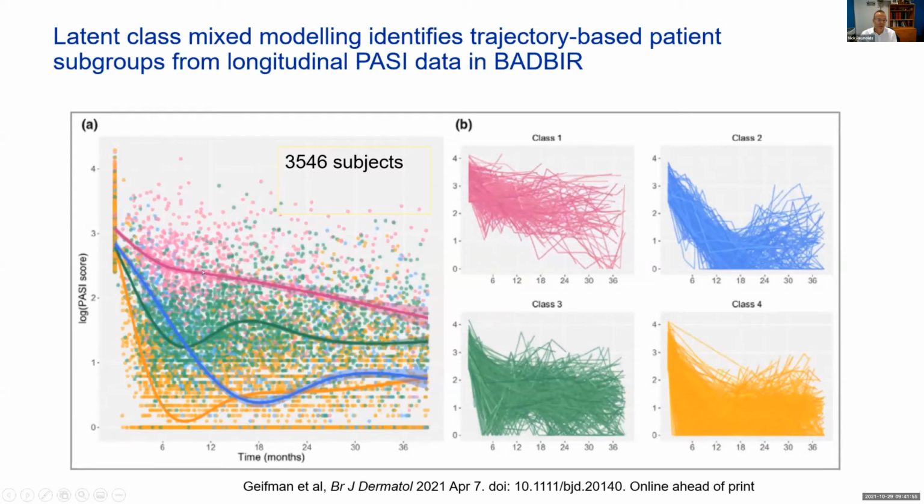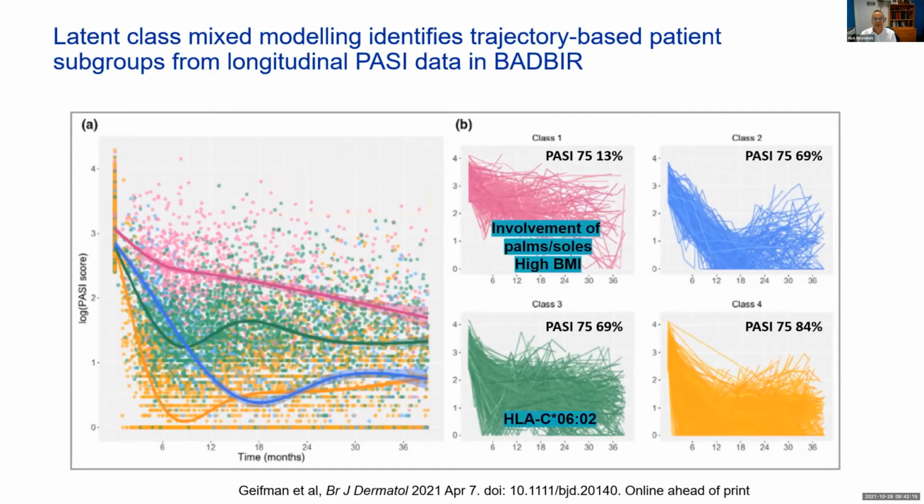So class 1 in general does less well, gradually improving but slowly. Classes 3 and 4 improve quite a lot more. But you'll notice that classes 2 and 4 improve and then get worse. So very distinct patterns of response that resonate again with us in clinical practice. And importantly, these classes are also associated with other outcome measures, such as PASI 75 at 6 months. They're also associated with some of the clinical factors that we've already found to be predictive, such as BMI and the involvement of palms and soles, as well as, in one group, an association with HLA-Cw6.